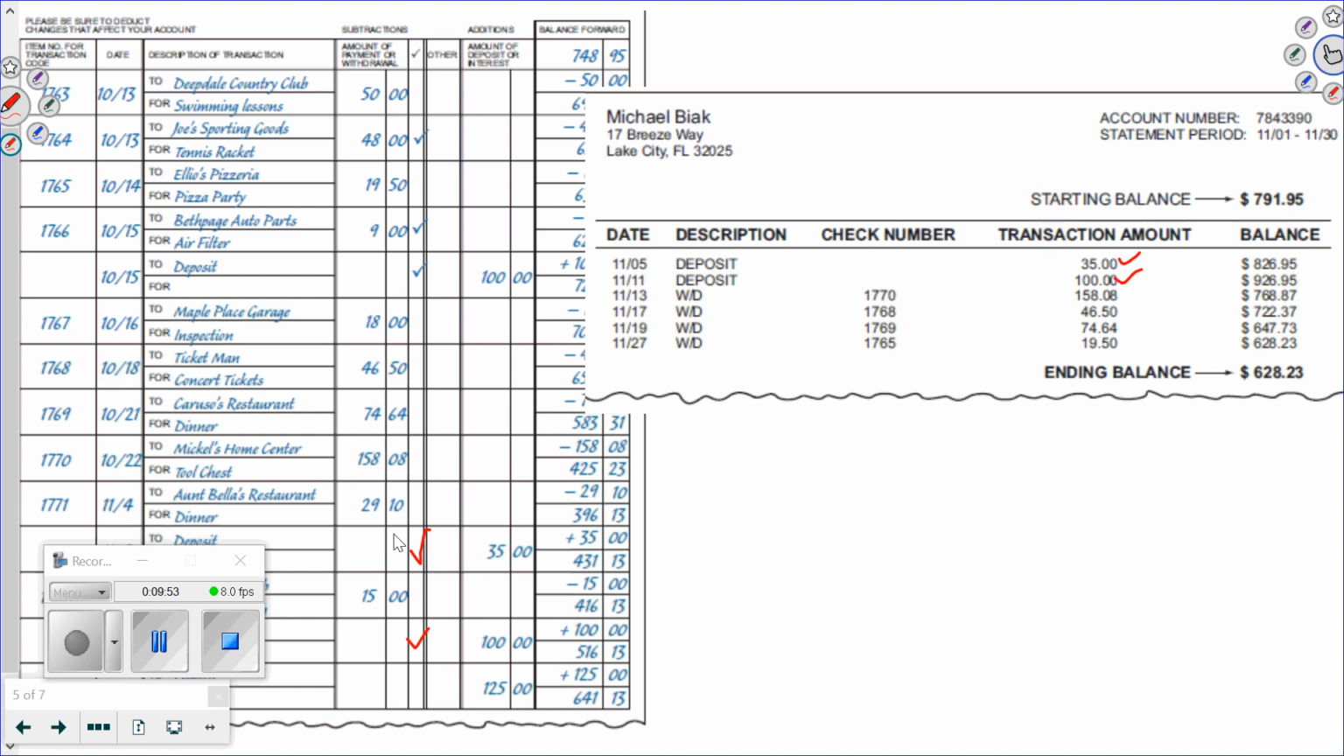All right, so now we've moved on to withdrawals. And these are actually checks. Check 1770 was $158.08. Do you see a 158.08? Yes. So we will go ahead and check mark that one. And I check this one. Those matched. All right, do we have a 46.50? All right, so check, check. Got those. 74.64. We went to dinner. 74 bucks at dinner. That's an expensive dinner. And then a 19.50. Yep, way up top.